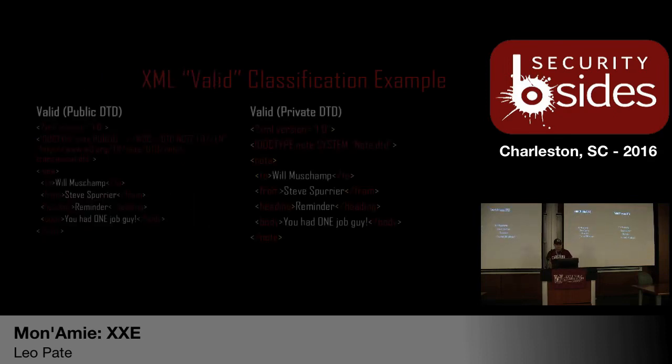So next we have a valid classification example, and then there's actually three of these, but I only put two up here, and I'll explain in a minute. So the first part, public, is pretty much the exact same thing. The only difference is that it now has a doc type. So a doc type is for a public one, and it contains four fields.